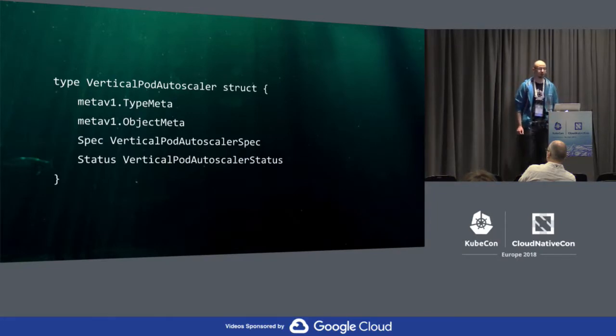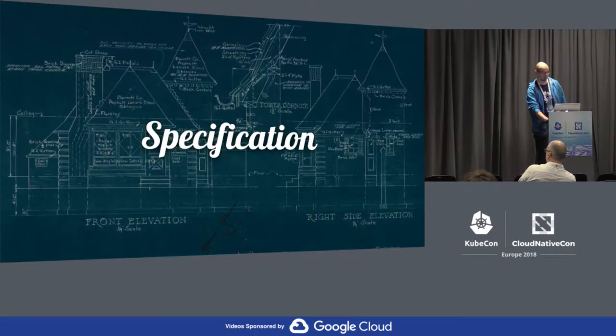At the very top level, Vertical Pod Autoscaler looks exactly like any other object in Kubernetes. There is a type, there is a name, and this Vertical Pod Autoscaler belongs to some namespace. It can have some annotations. More importantly, it contains a specification and status, which I will cover right now.